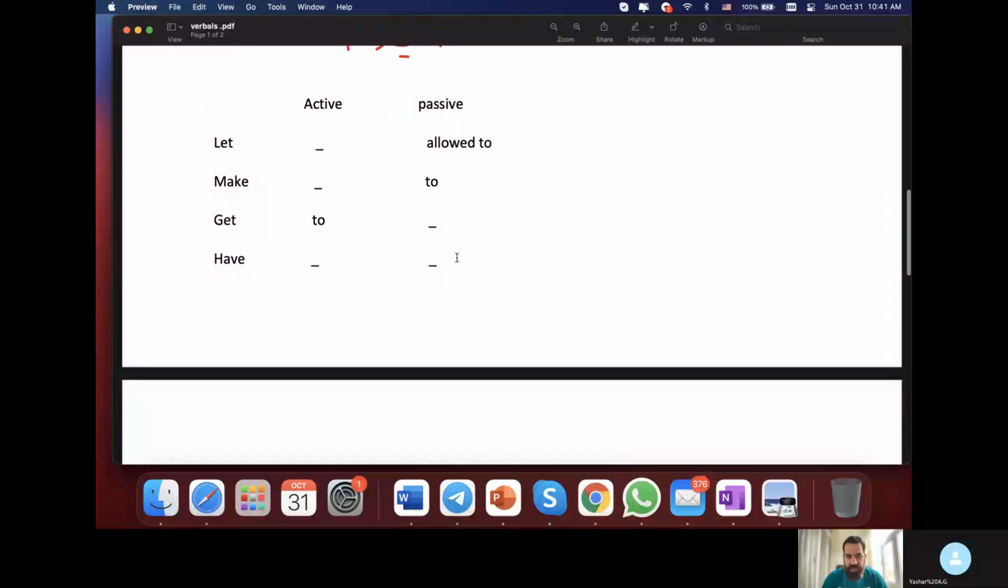We have some verbs which are called causatives. Causatives are let, make, get, and have. This chart can help you remember it much more easily. When it is let in active voice, we don't have to. When it is passive, we change let to allowed, and we need to. Make in active is without to, in passive with to. Get in active is with to, and in passive without to. And have doesn't need any to.